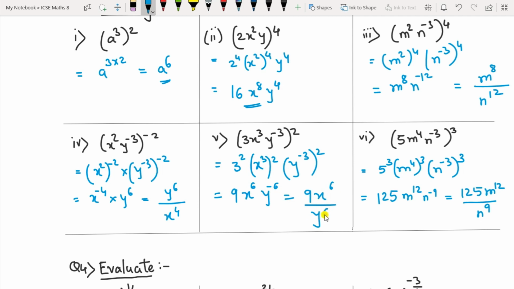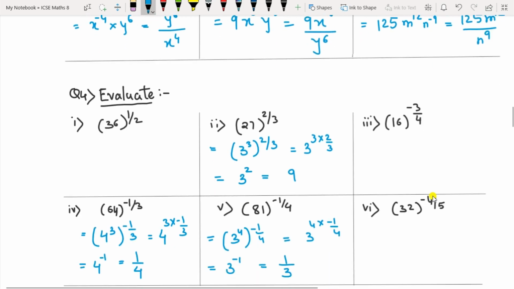Okay. This one, 5 cube, m raised to 4 raised to 3 and n raised to minus 3 raised to 3. 5 cube is 125, 4 3s are 12, that is m raised to 12 and n raised to minus 9. So minus 9, bring it down in the denominator since it is having a negative sign.